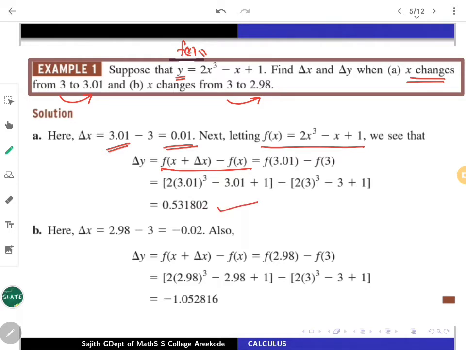So in the second part, x is changing from 3 to 2.98. So obviously the difference, if you take it in the proper way, is a negative quantity. It's a decrement, in fact. Evaluate the corresponding y variation as per the formula. You have to be careful: f of x plus delta x is now f at this value minus f at 3 again. Compute it, and you will reach the result. So this is what gives the corresponding y variations.